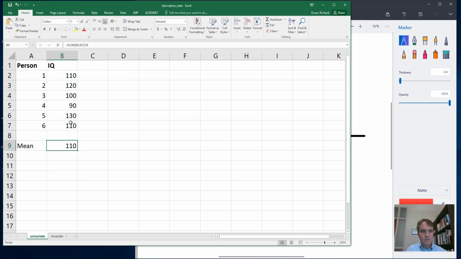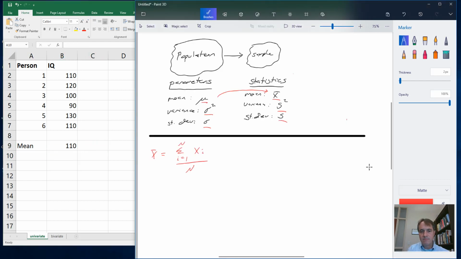Okay, now we could also just use the Excel function, which is average. Take the average of these. Okay, all right, so that's pretty straightforward. Okay, so there's what we do with the mean.